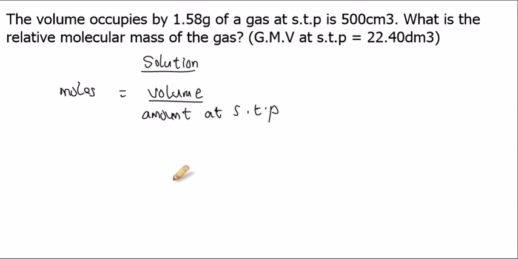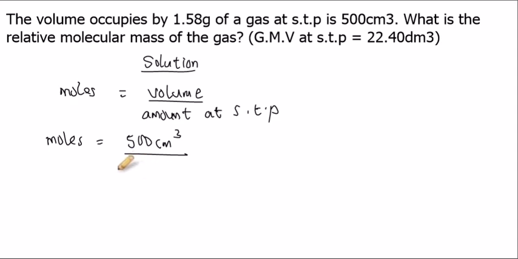So here we are given the volume of the gas and we are given the amount at s.t.p. The amount at s.t.p is also referred to as the gram molar volume of the gas. So substituting the values, moles equals the volume of the gas, which is 500 centimeter cube, divided by amount at s.t.p, that's 22.40 dm cube. So I'll be converting from dm cube to centimeter cube, and that will be 22,400 centimeter cube. How do we get that? Multiplied by 1000. 1 dm cube equals 1000 centimeter cube.